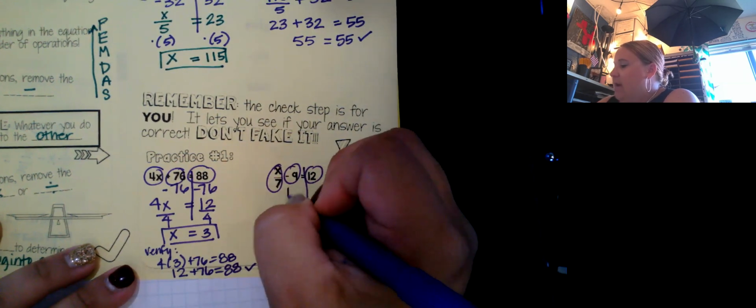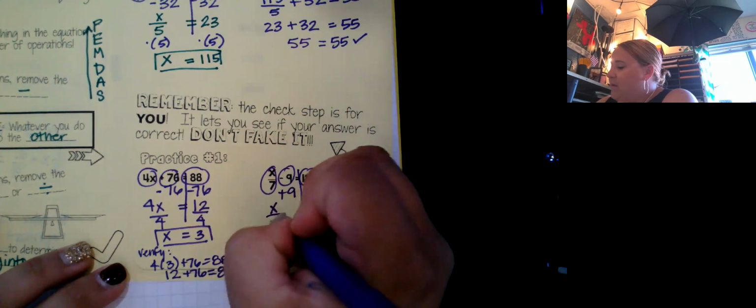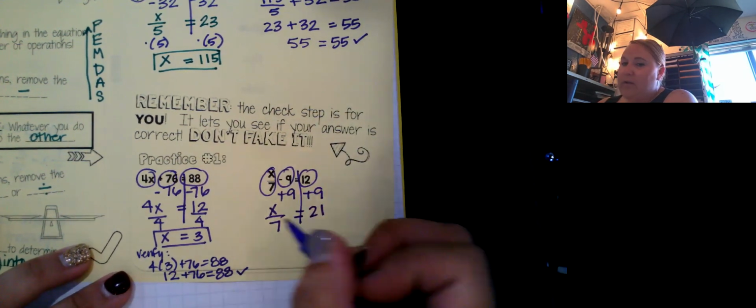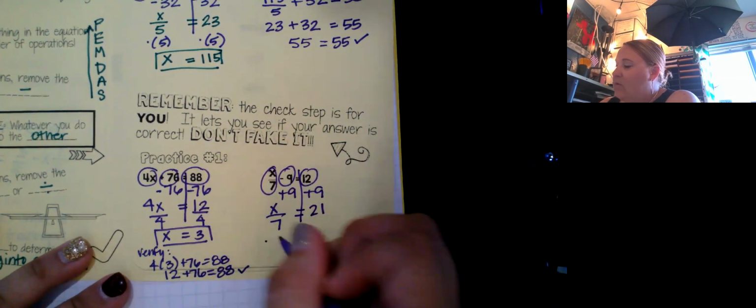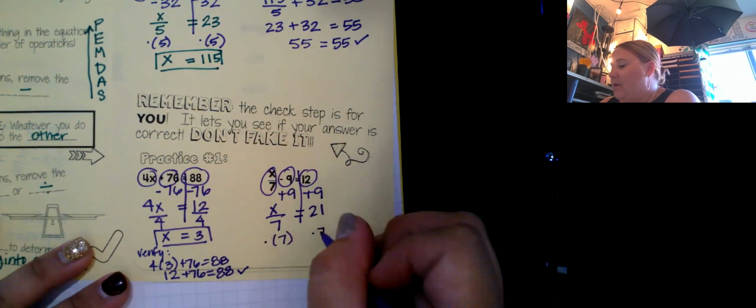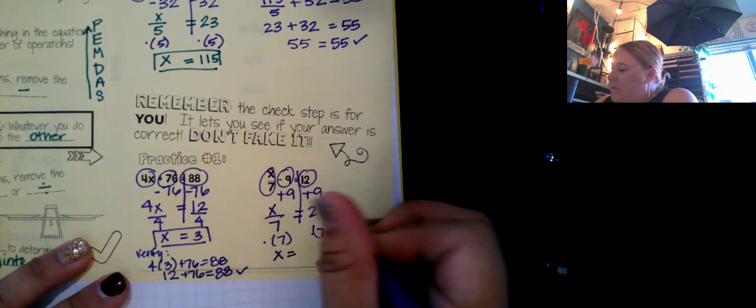All right, this one, 2 terms. Here we go. Add 9 to both sides. We always want to start with our adding and subtracting, remember. X over 7 equals 21. Now this is saying x divided by 7. So the inverse of that would be to multiply by 7, not divide. All right, that leaves us with x equals 7 times 20 would be 140.